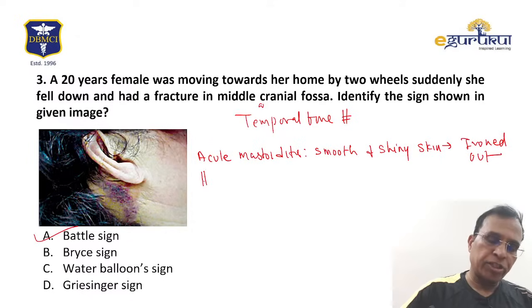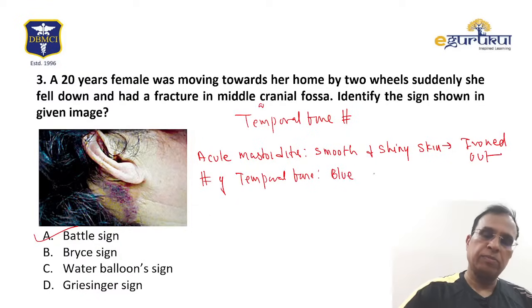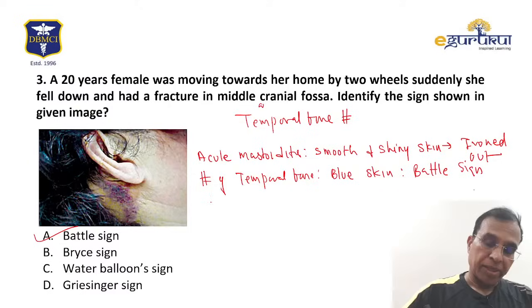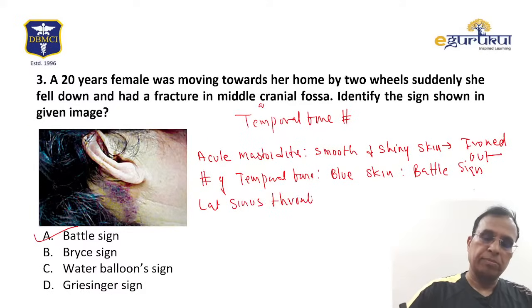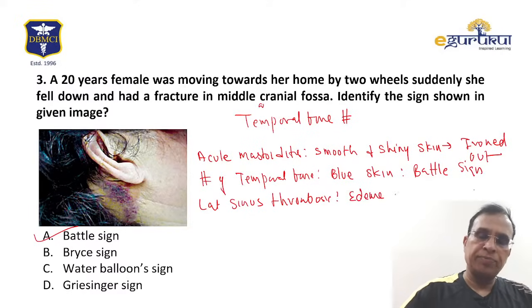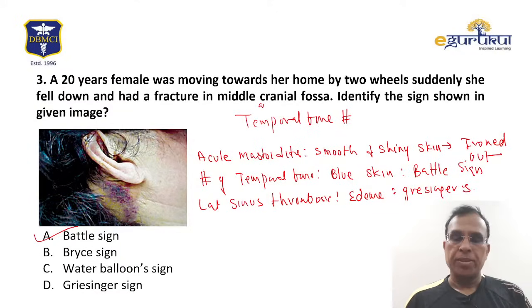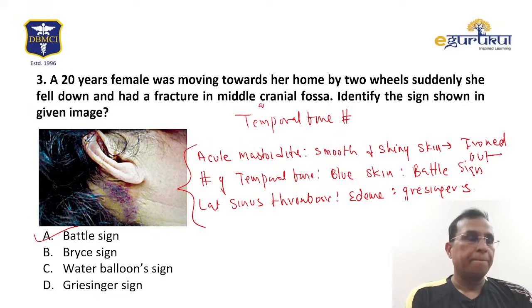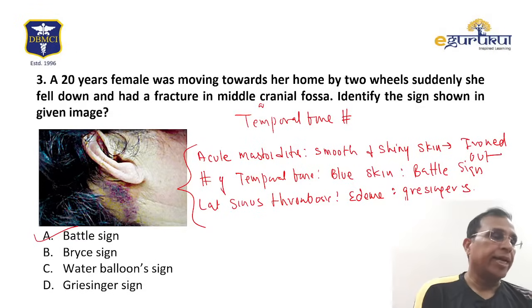History of trauma, fracture of temporal bone, blue mastoid, and this is Battle sign. So this is blue, so this is Battle sign. And if there is edema in lateral sinus thrombosis, there is edema of the mastoid, and this is called Gray Turner sign. So for mastoid skin, these are three signs. Okay. Acute mastoiditis is a complication of CSOM, whatever.